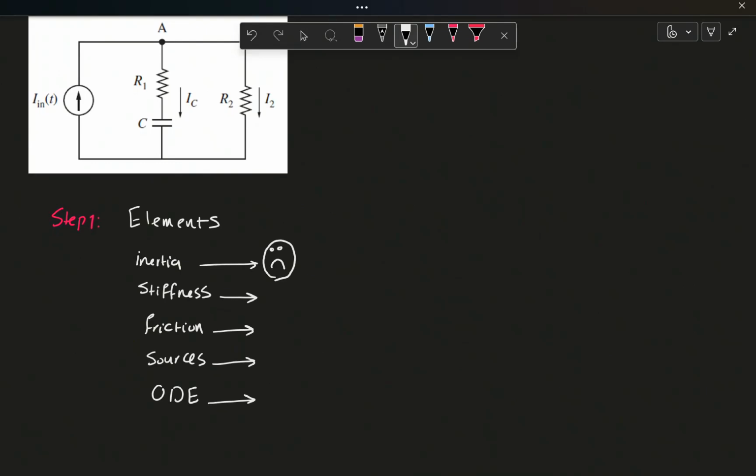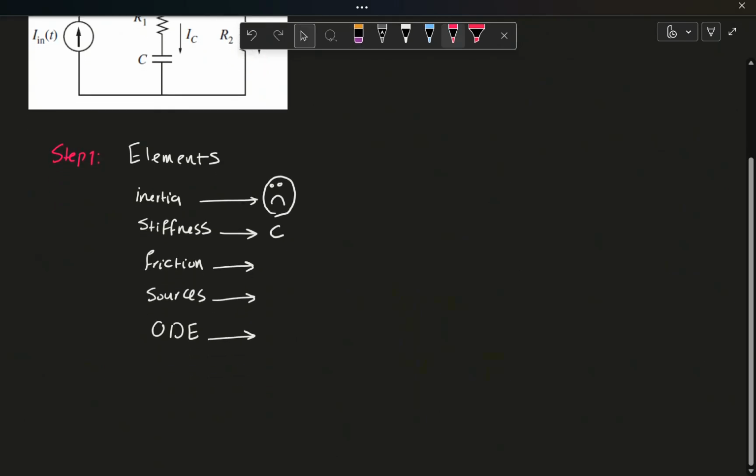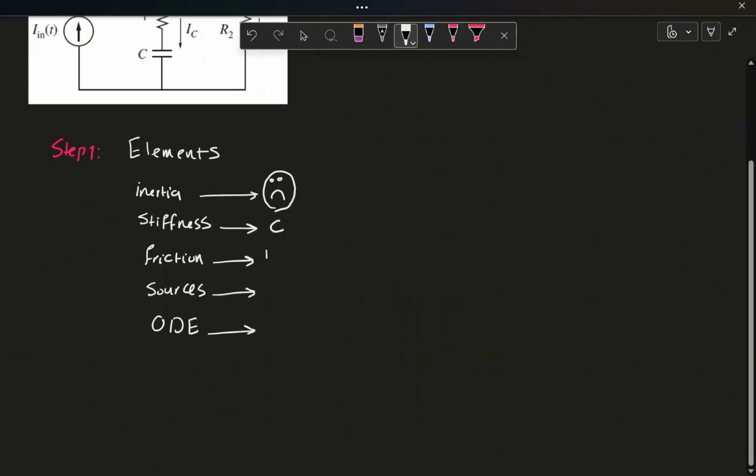Then I would go to the stiffness elements. If you guys remember, stiffness elements were the capacitors. I do have one capacitor. I'm going to put it here. And then I would have two resistors, R1 and R2. For this problem, my friction elements are R1 and R2, since resistors are energy killers.